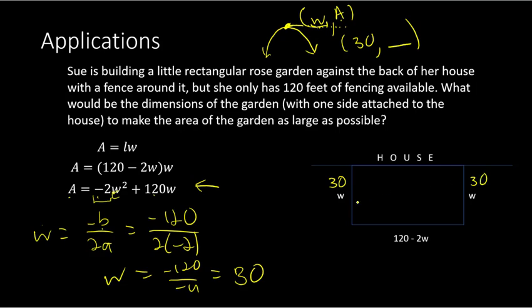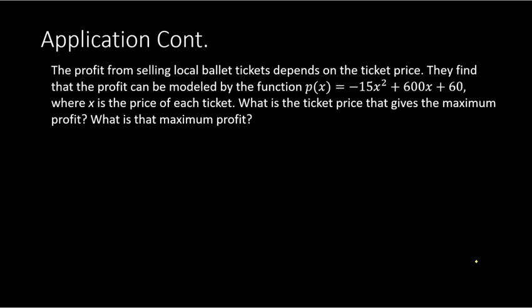So W is 30. That would be here and here, but we do also need the length. So 120 minus 2 times W, so 2 times 30. That'd be 120 minus 60, which is equal to 60. So this length would be 60. And we could actually find the area very quickly now that we have the width and the length. So the width is 30, length is 60. Area would be 30 times 60, which is 1,800. So it'd be 1,800 square feet. All right, so that's one application of these quadratic functions. Let's take a look at one more application.